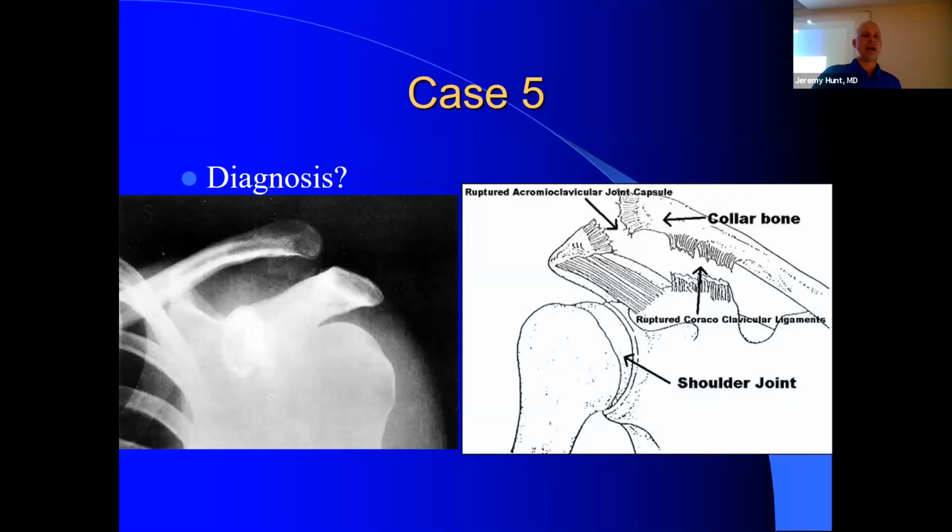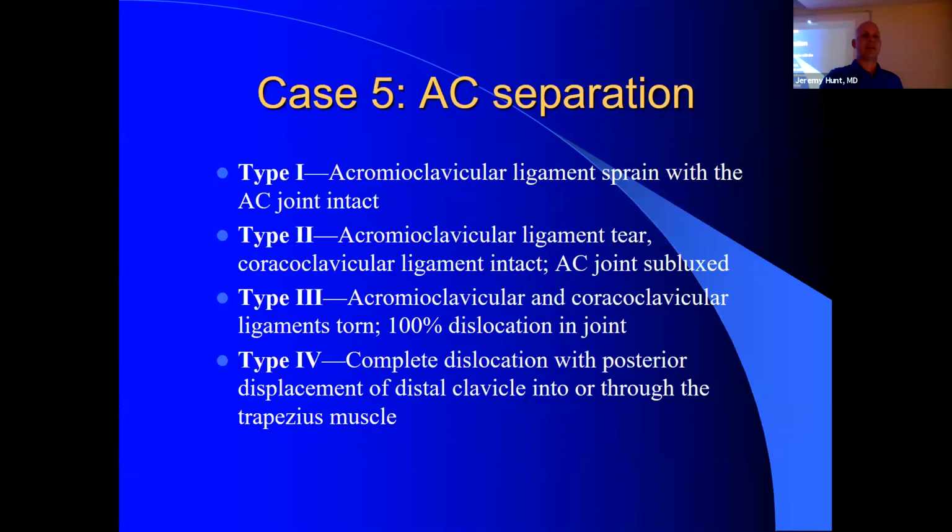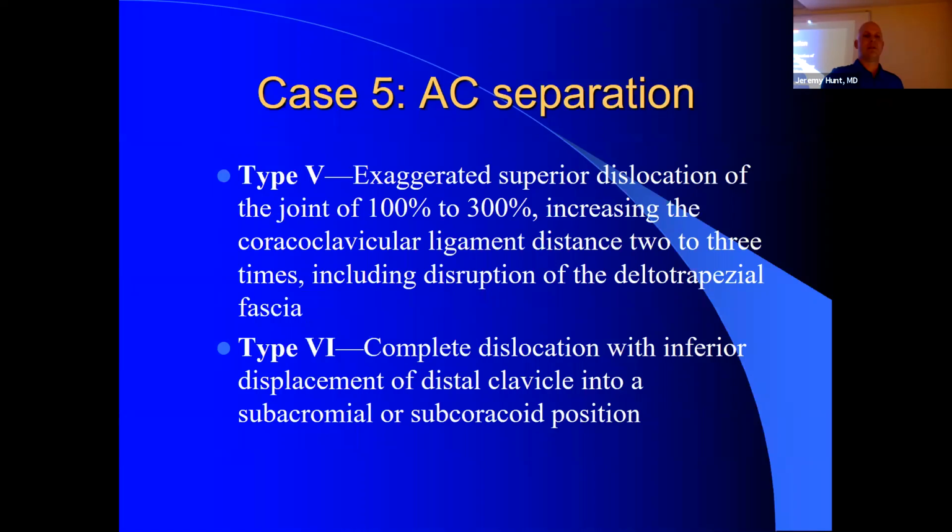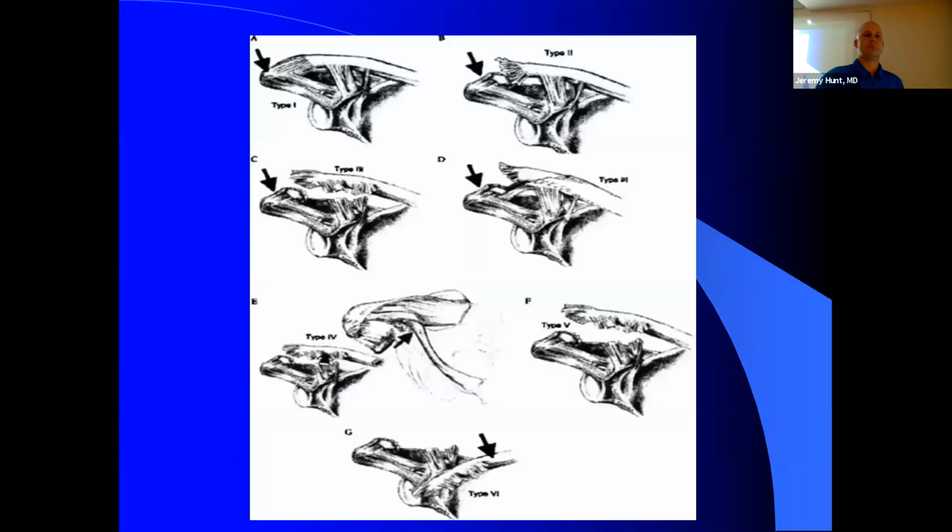So again, kind of reviewing the anatomy of the acromioclavicular joint, there are ligaments that connect between the tip of the clavicle and the acromion, and also some ligaments that come off the coracoid process that go up to the bottom of the clavicle that can be injured. So with AC separations or AC sprains, there are several types, actually 6. These are all explained here, which verbiage and picture does better.